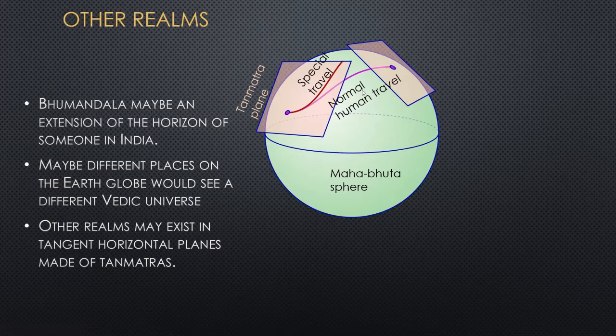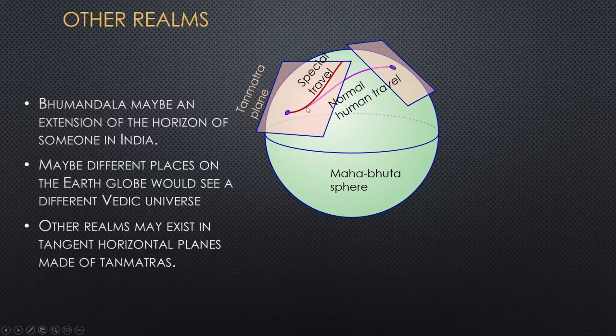And maybe in different places of the earth, we could see a different Vedic universe, depending on where we're at. These realms exist in these tangent planes made of Tanmatras. And if you want to go, let's say, from India to Gainesville, where I am right now, you would normally take this normal human travel through the Mahabhuta sphere.